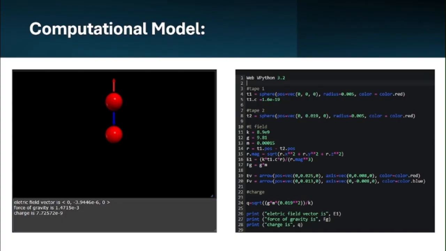So this is my computational model for the experiment, with both U-tapes representing a point charge. And the red arrow represents the electric force from the bottom U-tape onto the first U-tape, and the blue vector represents the gravitational force on the top U-tape. The electric field we get is negative 3.9 times 10 to the negative 6, pointing in a downward direction, with the force of gravity on the top U-tape and its charge agreeing with our previous calculations.